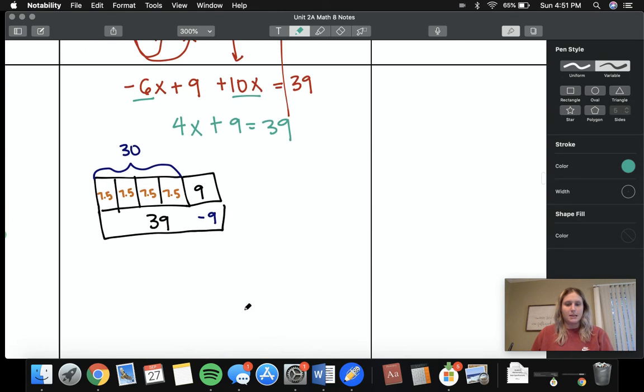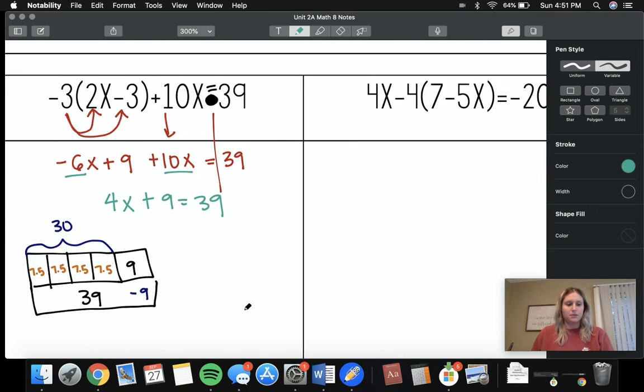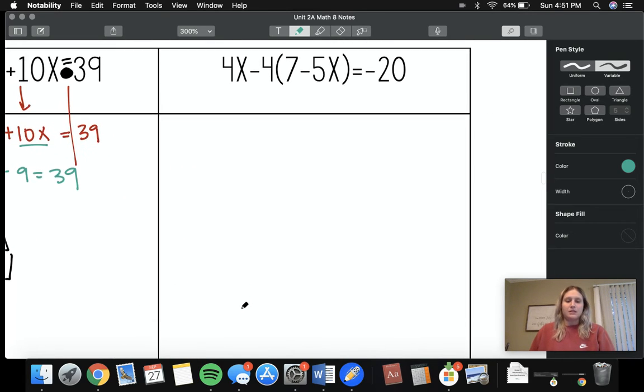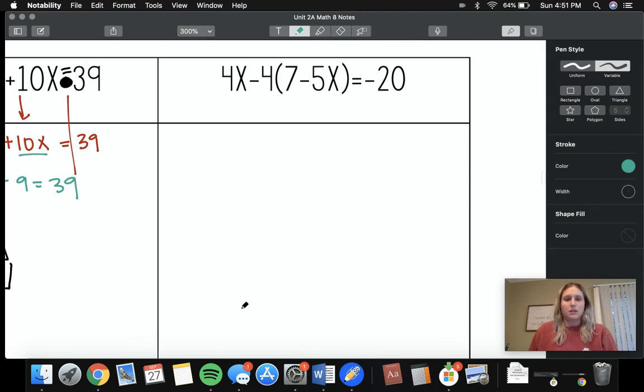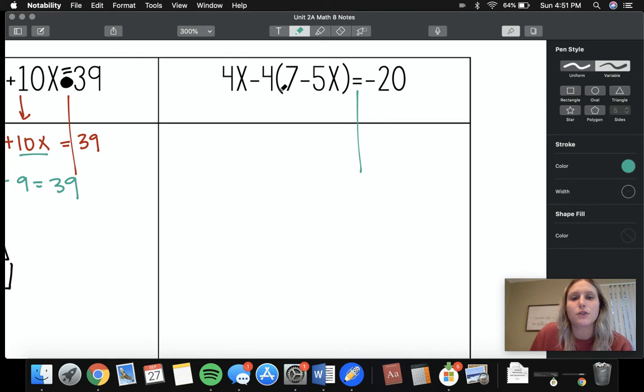And then the final problem. 4x minus 4, and then that's being multiplied by 7 minus 5x. So we first need to distribute. We see all these parentheses. So let's distribute. We have to ask ourselves what's being multiplied by the parentheses.